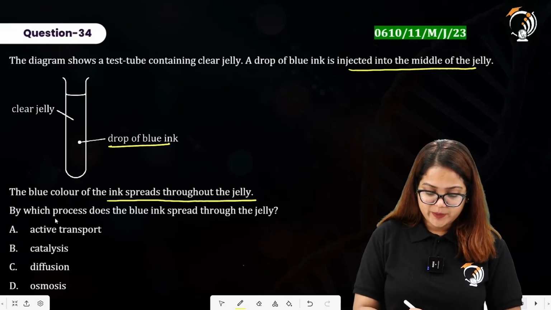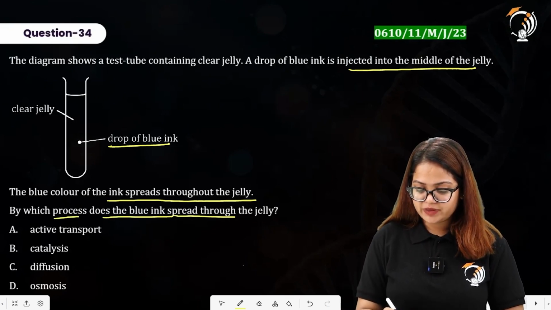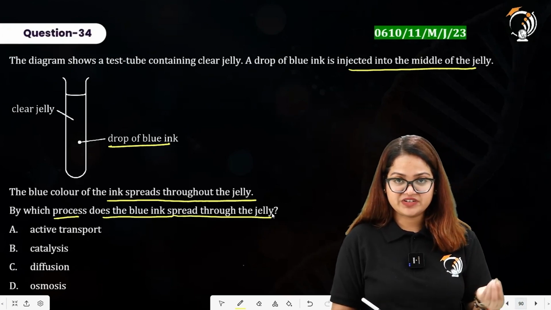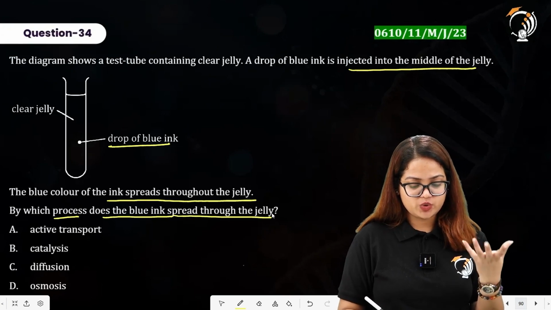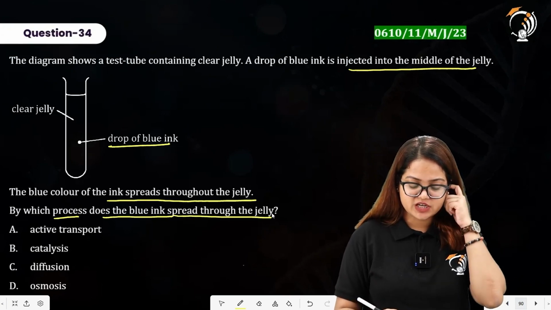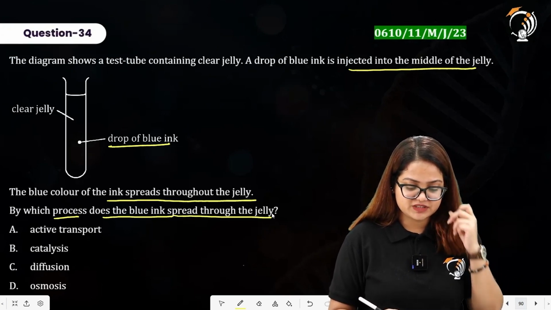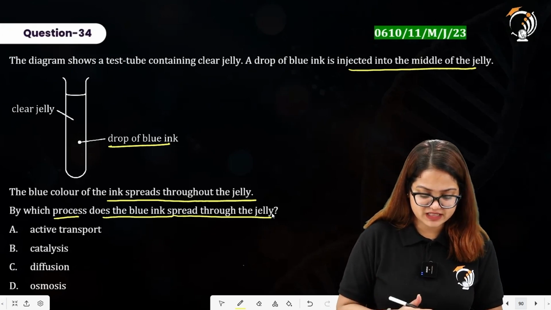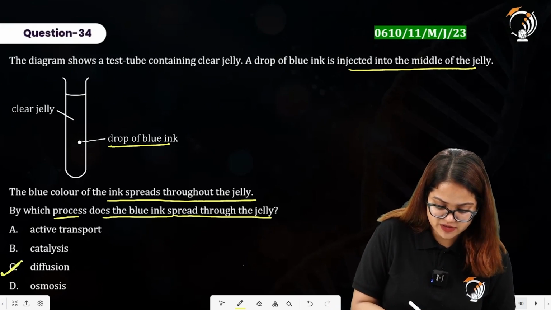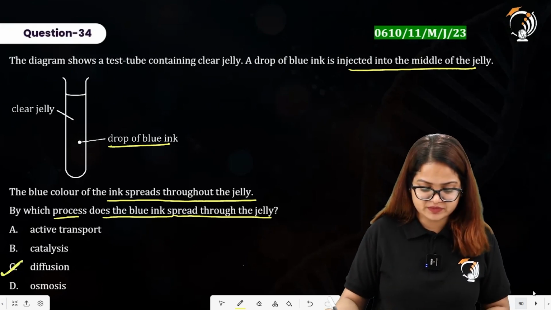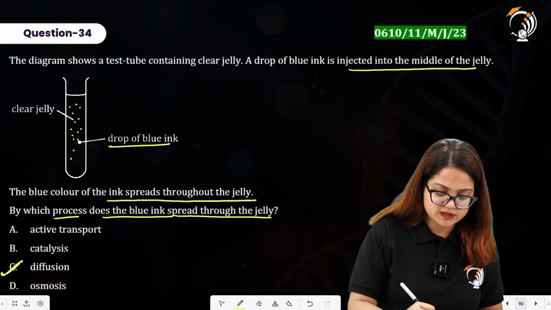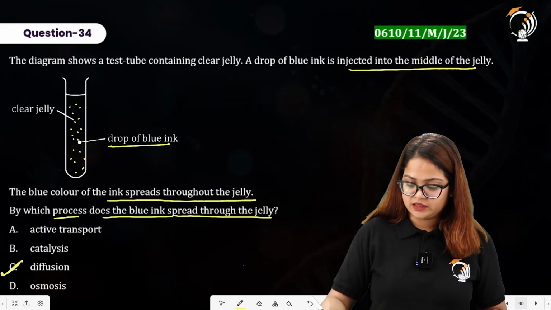Now, by which process does this blue ink spread through the jelly? So, it has moved from a region of concentrated solution toward the less concentrated regions. Since there is no partially permeable membrane over here, we will simply say that diffusion has occurred in the test tube here. It will travel to the low concentrated regions, alright.